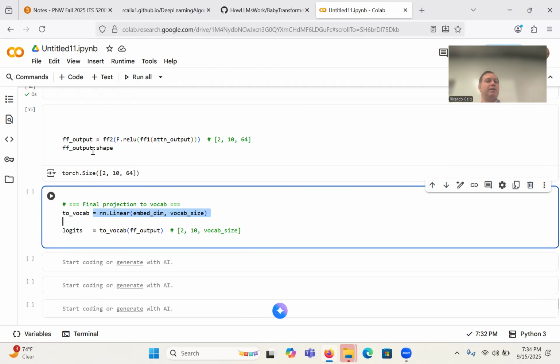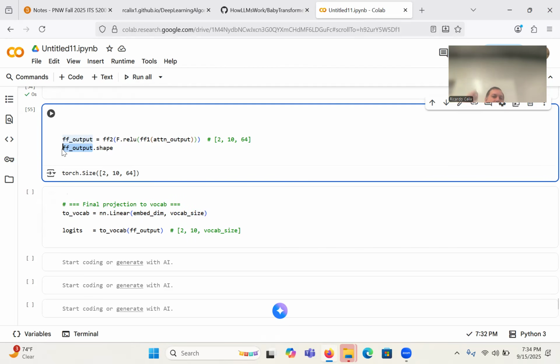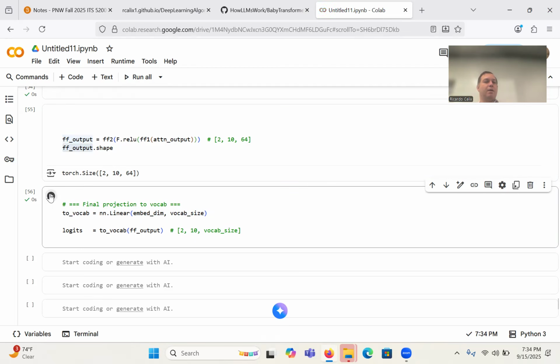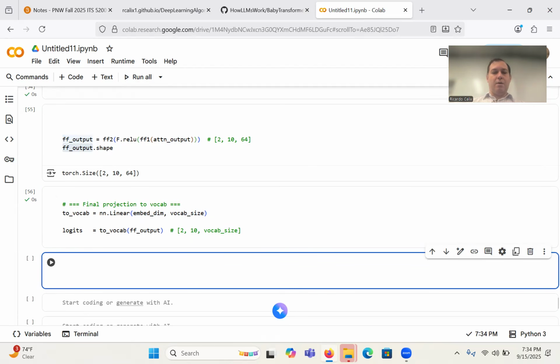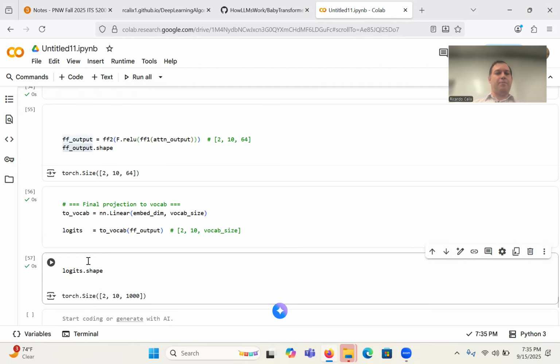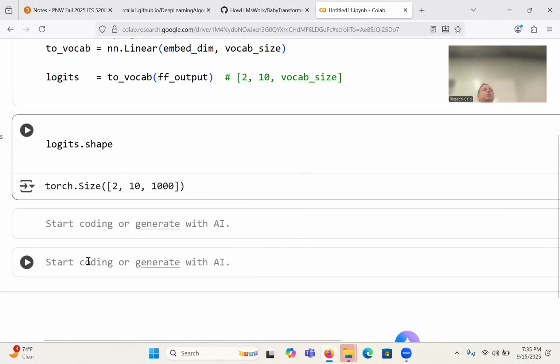Now I take the last one from the previous step, FF output, and run it through it. And now I have my so-called logits, as I was telling you. And then here there might be a softmax, etc., but I'm skipping that for now and just showing the shape. And there you are. 210 by 1,000. Do you guys see that?